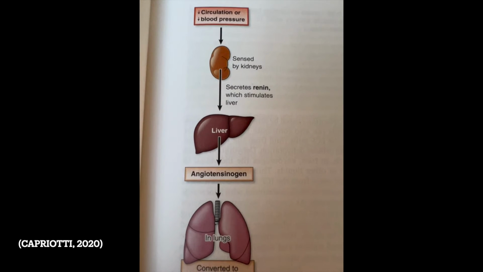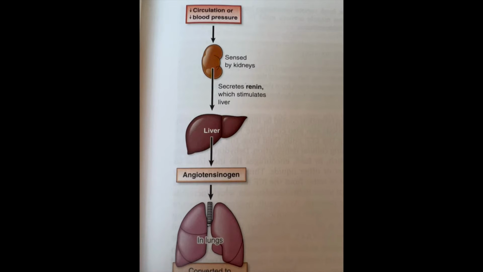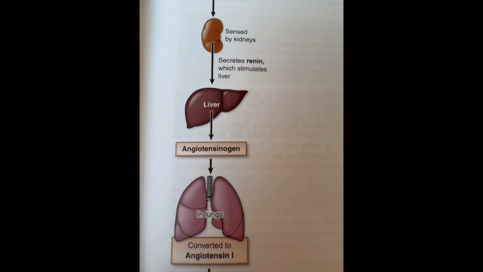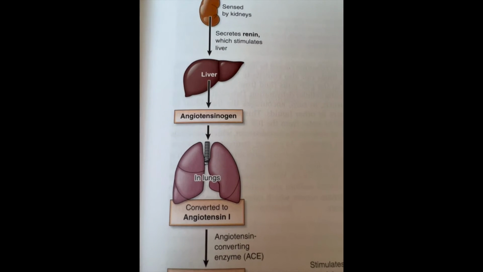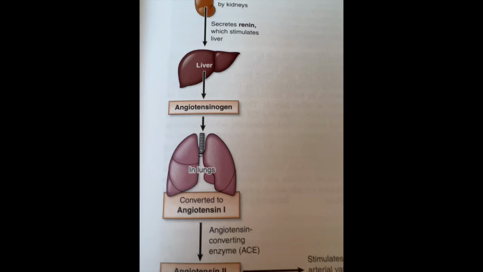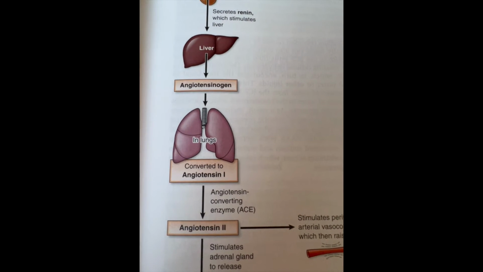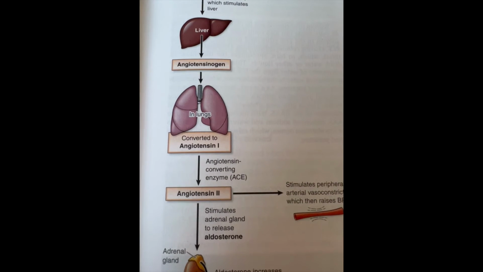The renin-angiotensin-aldosterone system, or RAAS for short, is a system that is stimulated by low blood pressure detected by the kidneys. Renin is released, which stimulates the conversion from angiotensinogen to angiotensin 1. Angiotensin 1 is converted to angiotensin 2 by ACE in the lungs. Angiotensin 2 is a potent vasoconstrictor and also stimulates the release of aldosterone.